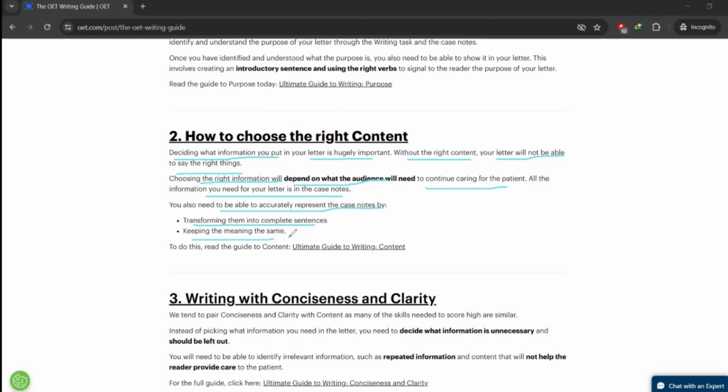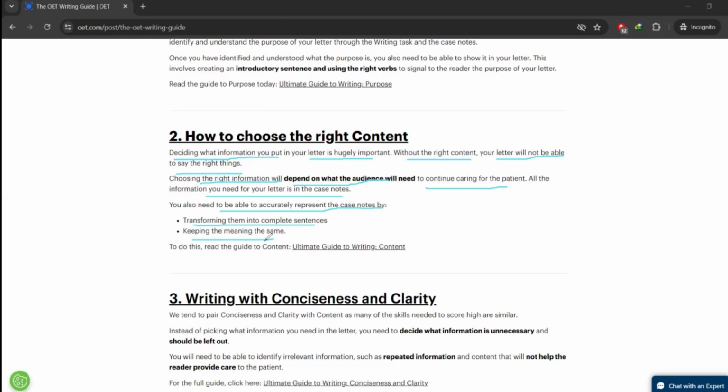There may be some lab reports. They will be given in the case note, but sometimes you have to convert them into sentences. You do not have to just copy and paste. You have to make it a proper sentence for that doctor so he can understand it, and keeping the meaning the same.